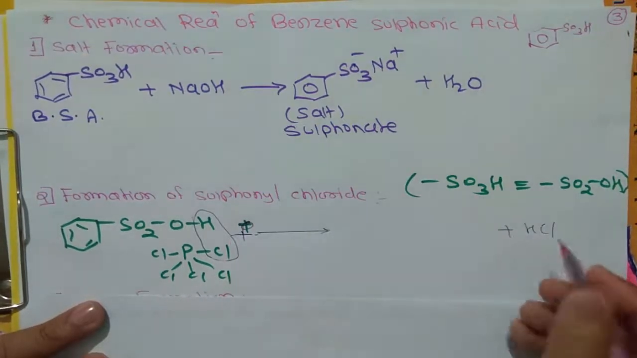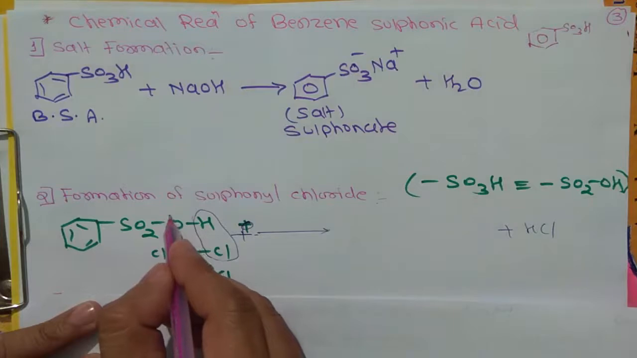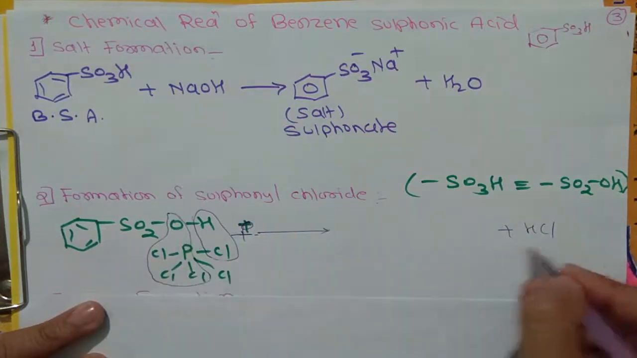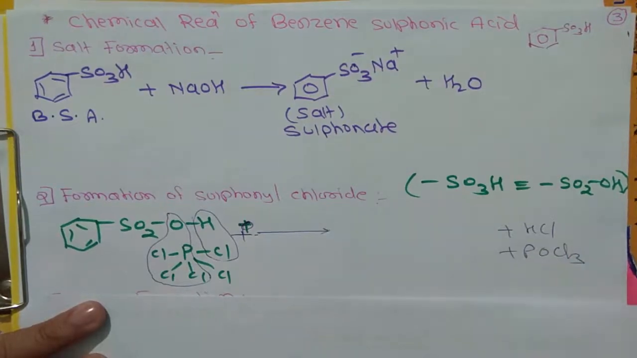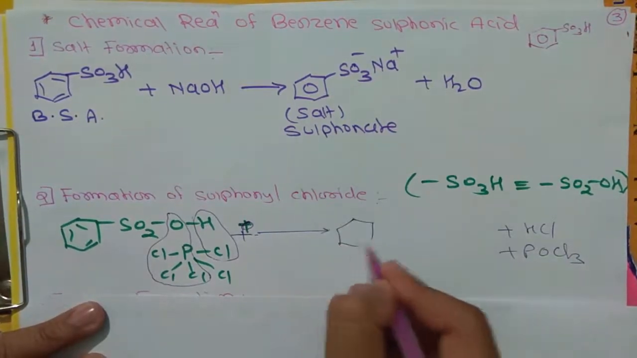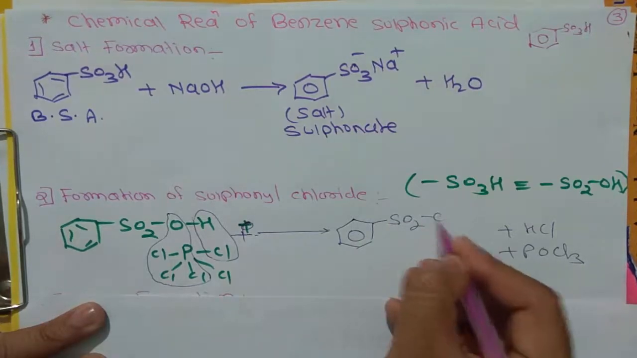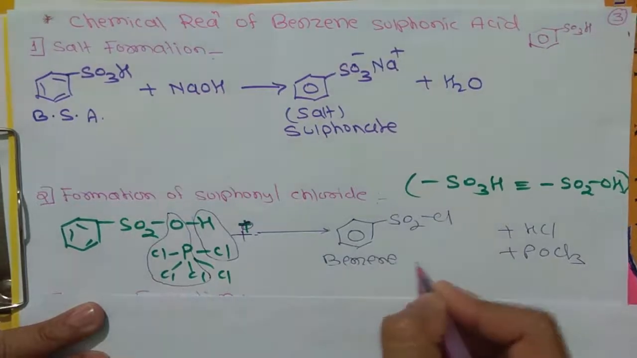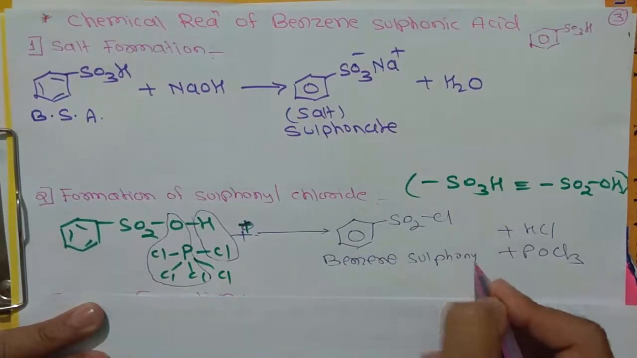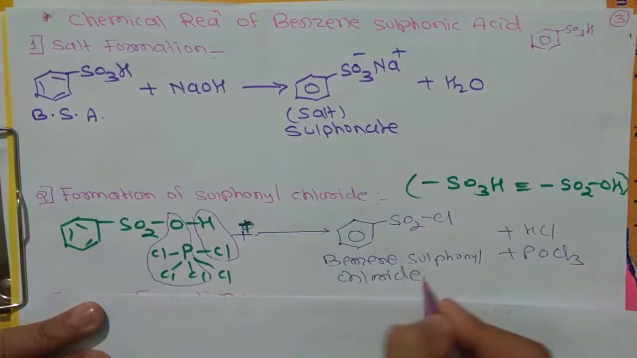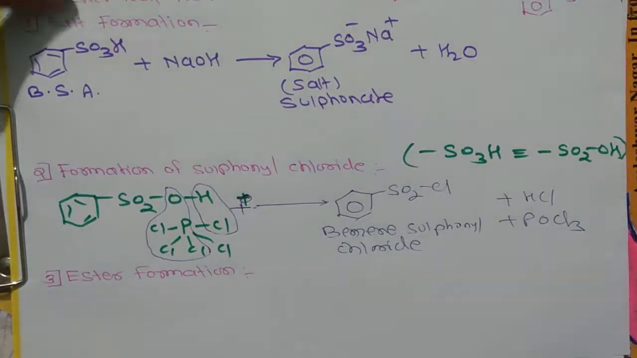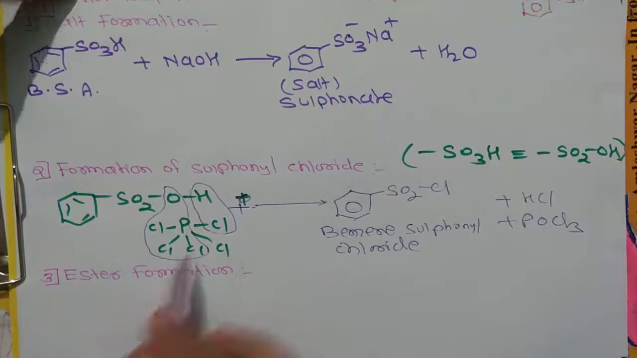HCl is removed here. Then what is the remaining? POCl3. What is the remaining? SO2Cl. This Cl is SO2. It is called benzene sulfonyl chloride. In order to know how the reaction can happen, I have written it like this.